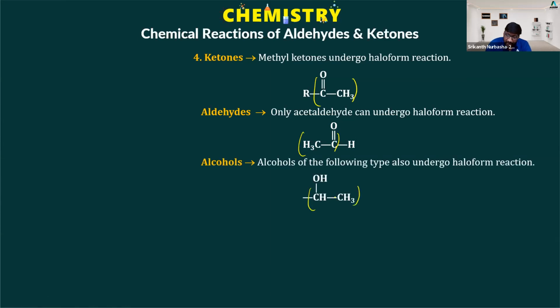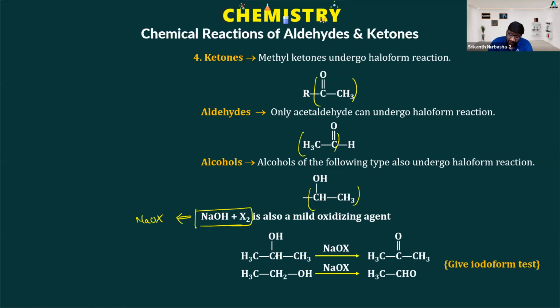Alcohols which contain a CH3 CHOH group will also give. Why do alcohols containing CH3 CHOH give? Because NaOX is a milder oxidizing agent. Very good. NaOH plus X2 is a milder oxidizing agent, and NaOH plus X2 can also be written as NaOX. NaOX is a milder oxidizing agent.